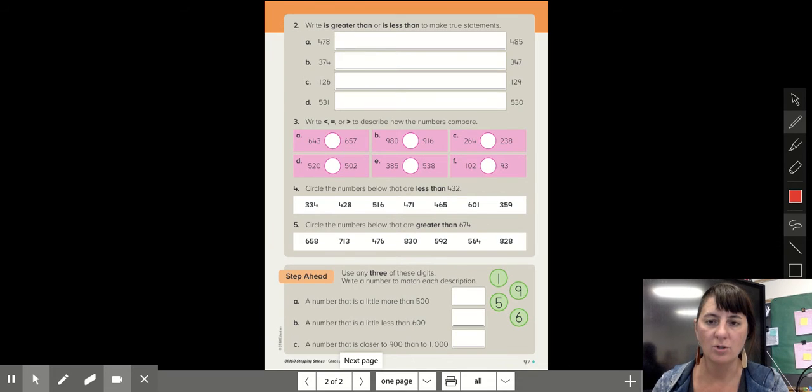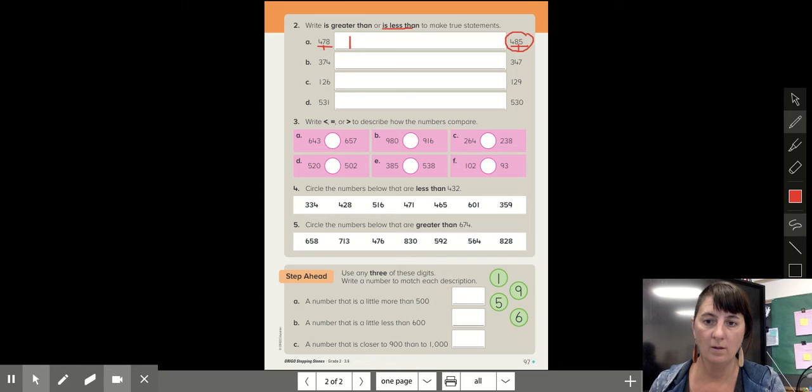Okay, let's look at page 2. Write is greater than or is less than to make true statements. So you have a number here on the left and a number on the right. You need to compare those. These are both in the 400s. So then we go to the tens place. 478 has 7 tens. 485 has 8 tens. So 485 is the larger number here. So 478 is less than 485.